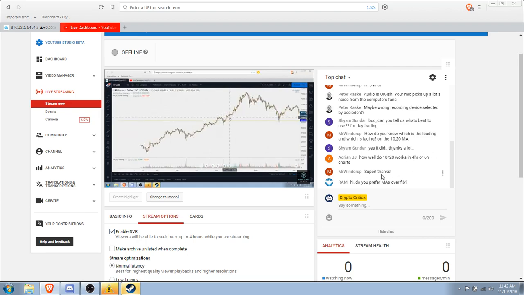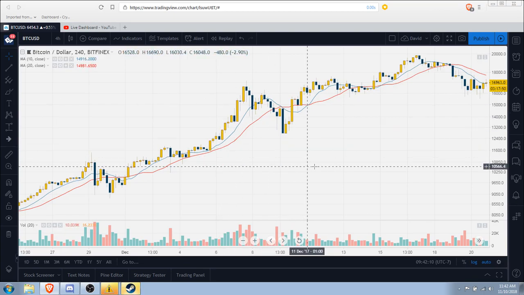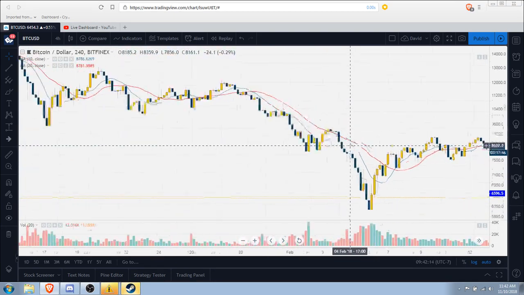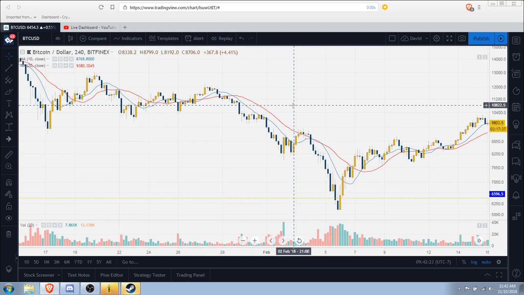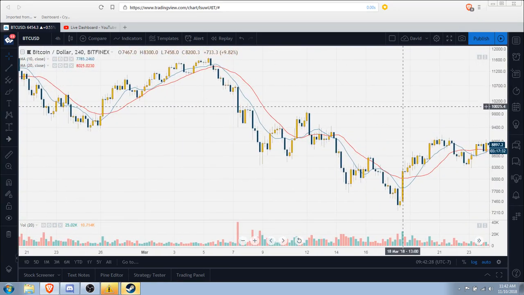How do you prefer MAs over Fib? Yes and no. I like both. Fibonacci is a fantastic tool. I would have to say I probably prefer Fibonacci to trend or moving averages, and that's because I'm not a trend trader. I am a horizontals trader.